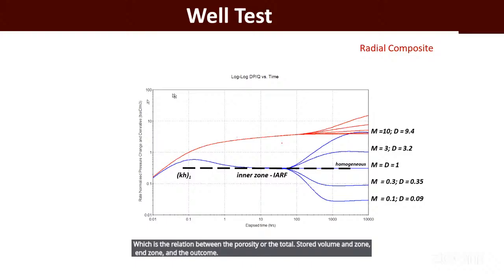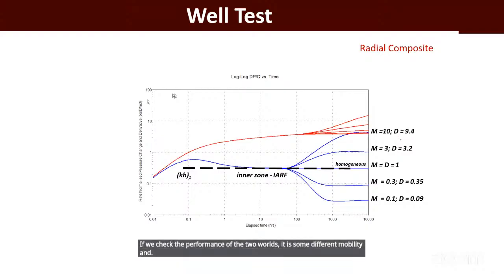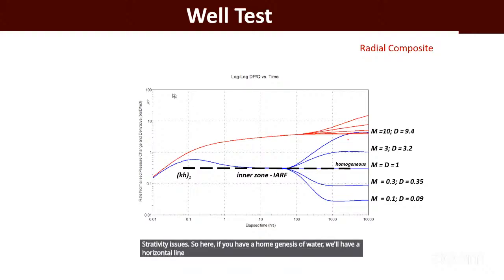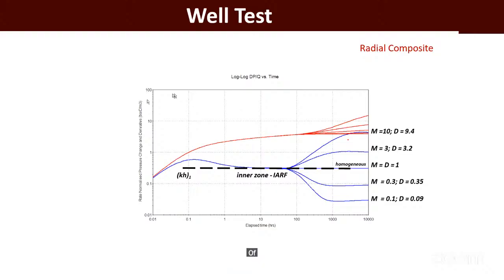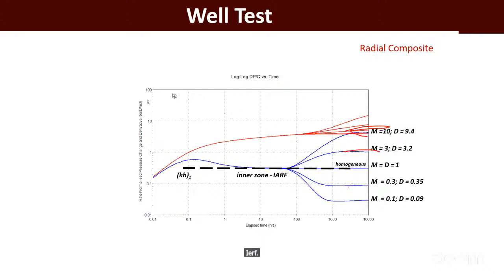If we check the performance of the two wells, here are some different mobility and storativity ratios. If we have a homogeneous reservoir, we'll have a horizontal line. If we have an increase of the mobility and storativity, it will go up, and we'll see another IARF. And if we have a lower zone, then it will go down, and we'll also have another IARF, or infinite acting radial flow.